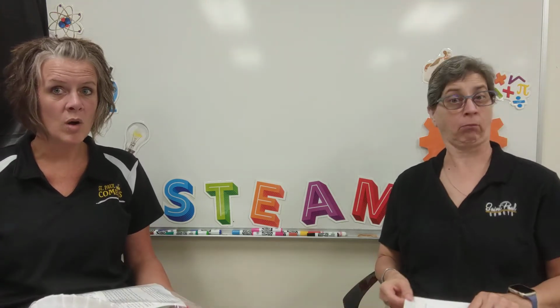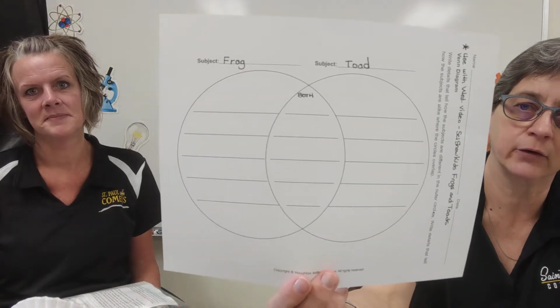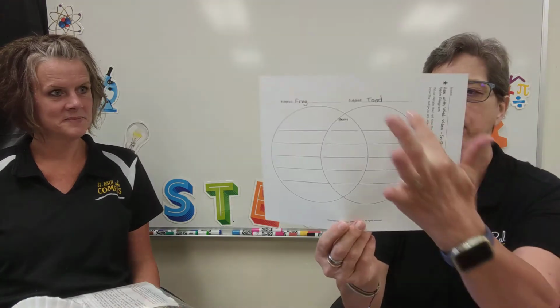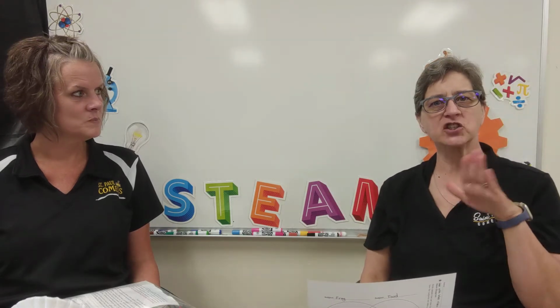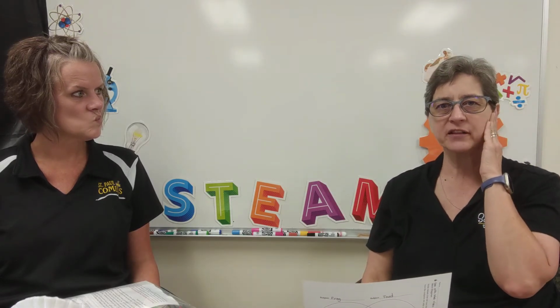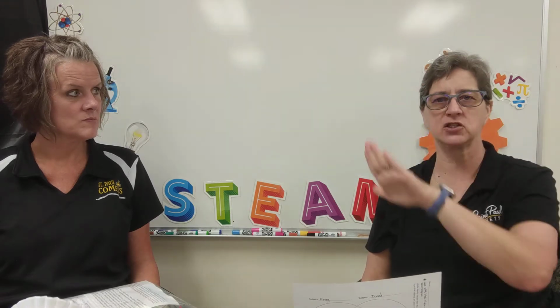Now, I have a piece of paper in your packet, and it's got a fancy name to it. It's called a Venn diagram. Let me show it to you. Some of you may know what a Venn diagram is, and you may have already worked a Venn diagram. But here's the thing. Do you see how there's a big circle, and then in the middle the two circles meet? So while you're watching the video, listen to what the lady is telling you about frogs and toads.